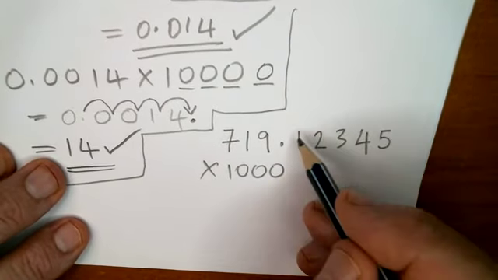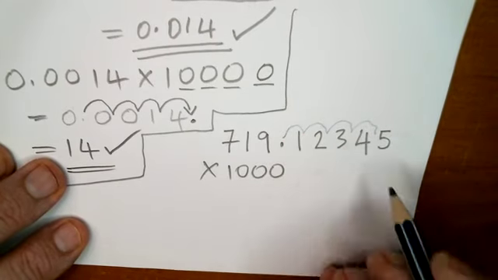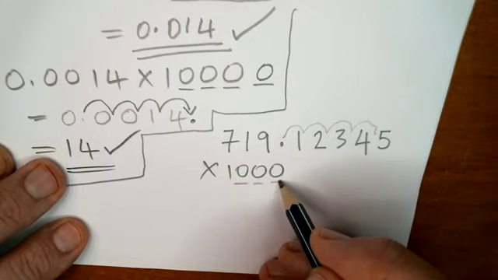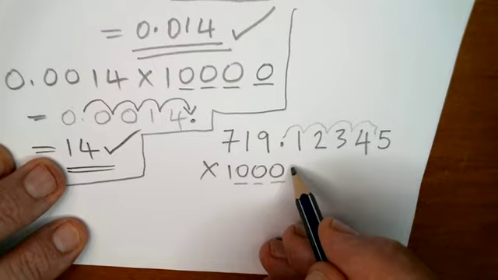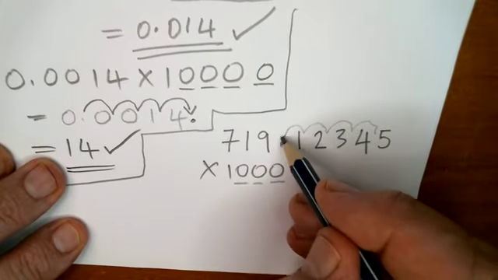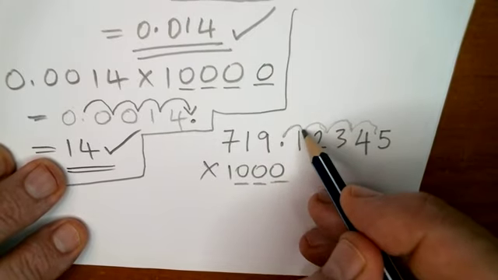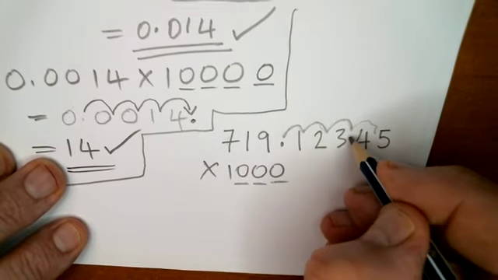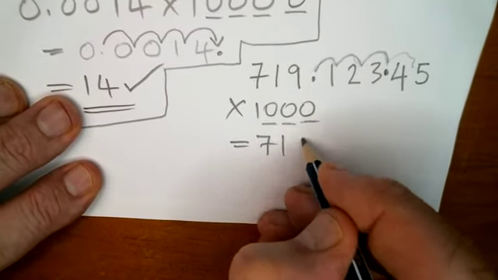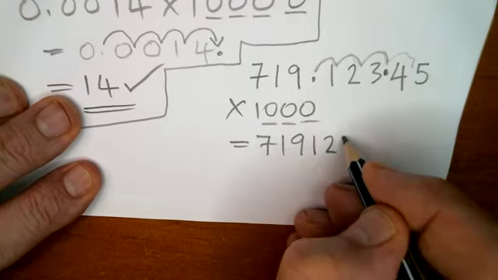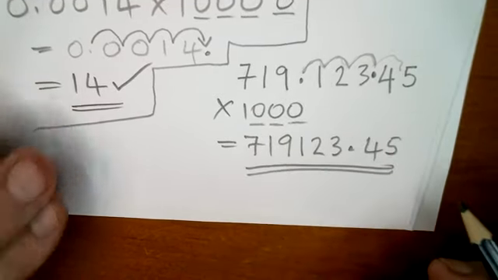So to find the answer, I'm going to move that decimal space 1, 2, 3, 4. Now I've actually moved it 4, which is multiplying it by 10,000. We don't want 10,000, we want 1,000, which is just 1, 2, 3, because there are 3 zeros here. So moving it 1, 2, 3. This is the new place here, not here. So the correct answer would be 719,123.45. And there is my answer.